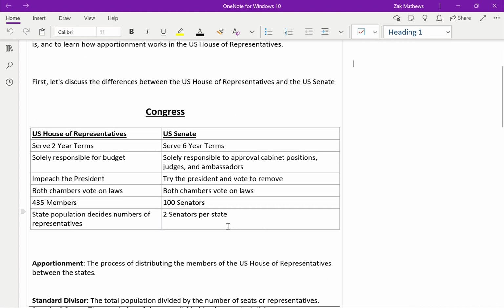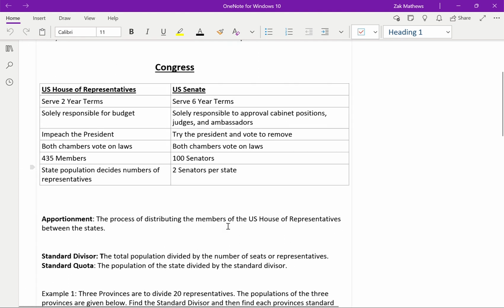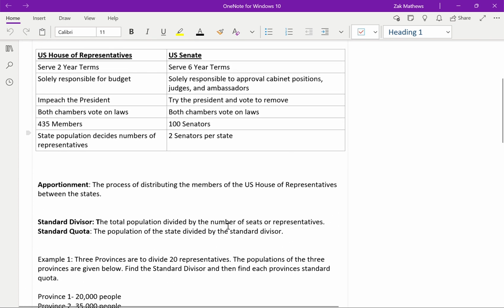So the Senate is pretty straightforward. We just have 2 from each state. Easy, done. The House, though, well, we got to figure out how are we breaking up this 435. We have 435, but California's the biggest. Do we give them 30 or do we give them 10? Do we give Wyoming, very small, only 1 or should they get a couple too, right? So we got to figure out how to break this up. So apportionment is this process of breaking up the members of the House of Representatives, giving them to each state.